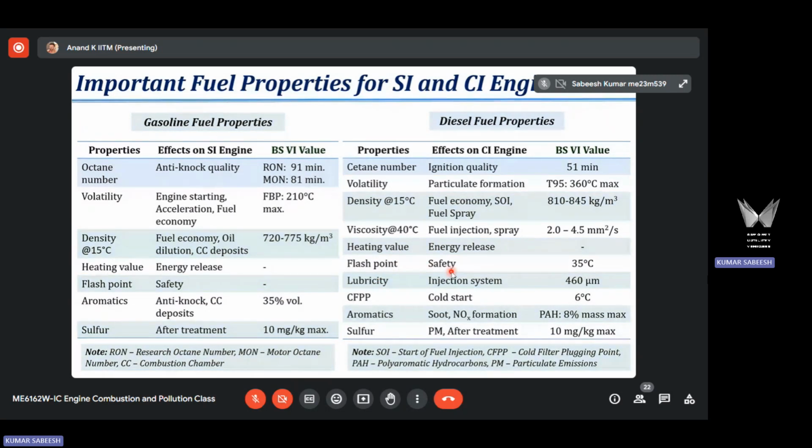Flashpoint has to do with safety aspects. We already discussed this here. Similar things are applicable here, and diesel generally is safe. Although the fuel regulations limit it to 35 degrees, diesel flash point temperature is around 60 degrees Celsius.